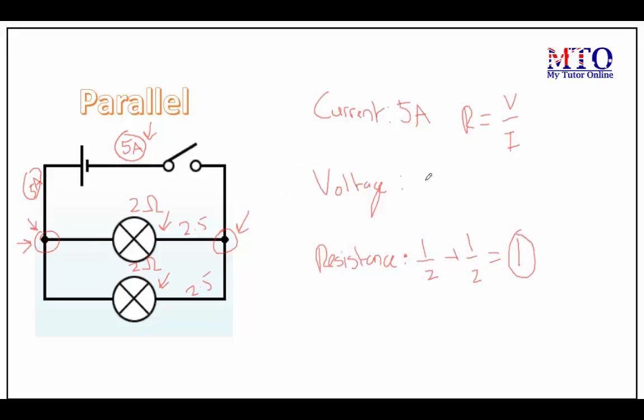Now to find the total voltage, we would simply get 1 is equal to V over 5, therefore V is equal to 5. So we can simply say that the power supply is 5 volts. So now let's take a look at some harder examples.